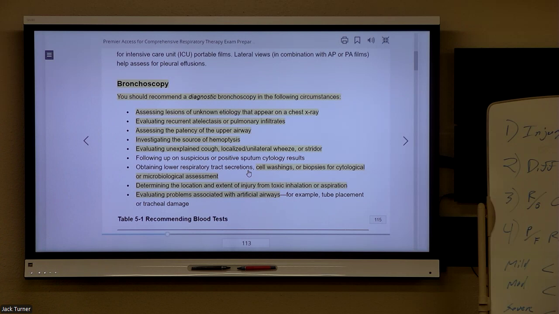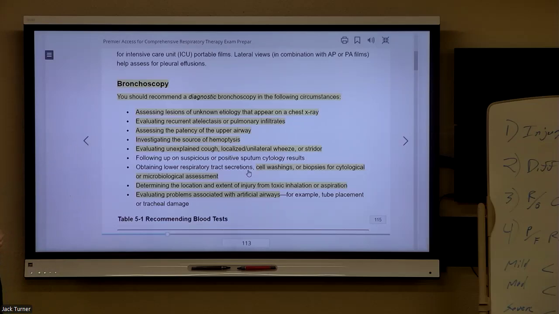So we do that. If somebody's having recurring issues with atelectasis and infiltrates on the chest X-ray, we don't know what it is. We're going to go in with the bronch and try to figure that out. Is it mucus plugging? Is it bronchial collapse? Is there some sort of malignancy issue there? We'll figure that out.